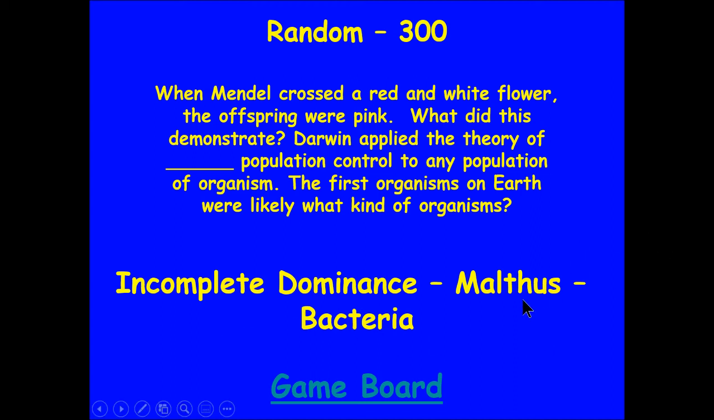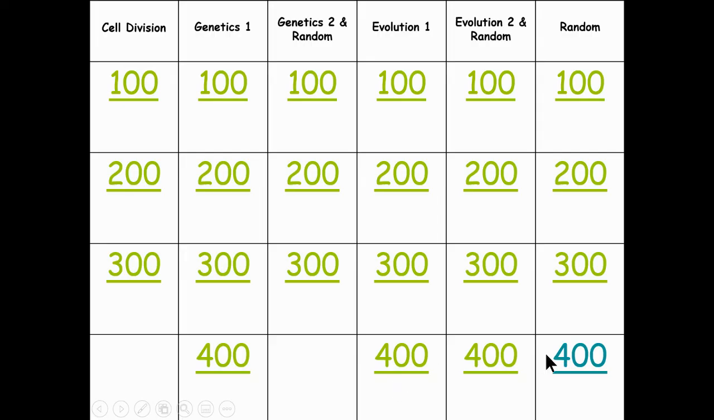Thomas Malthus had ideas about the human population being too big. Darwin was able to apply that idea to all living organisms, indicating that there's going to be competition, and that's where natural selection comes in. When there's competition, somebody's going to win and somebody's going to die. And then we believe bacteria were the first living things on the planet.